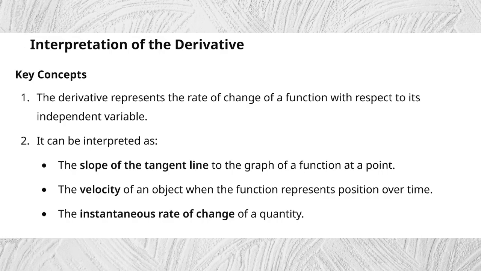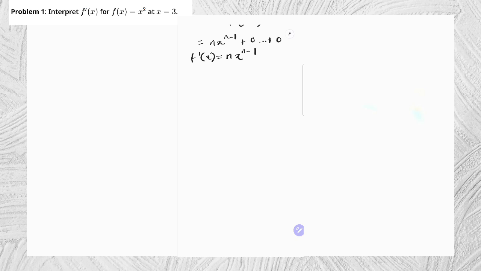Under adaptation of the derivative, we are going to look at two key concepts. One, the derivative represents the rate of change of a function with respect to its independent variable. And two, it can be interpreted as the slope of the tangent line to the graph of a function at a point, the velocity of an object when the function represents position over time, and the instantaneous rate of change of a quantity. Now we are given a question to solve.